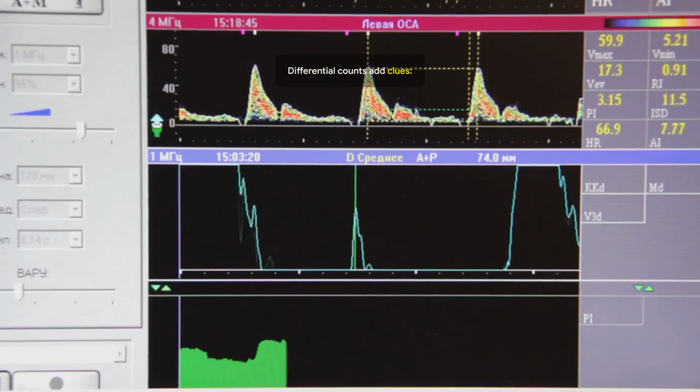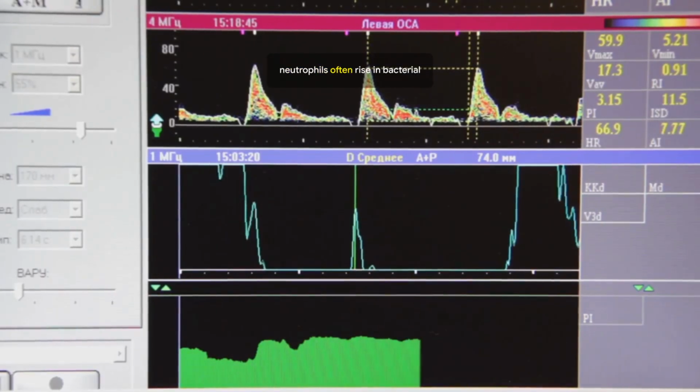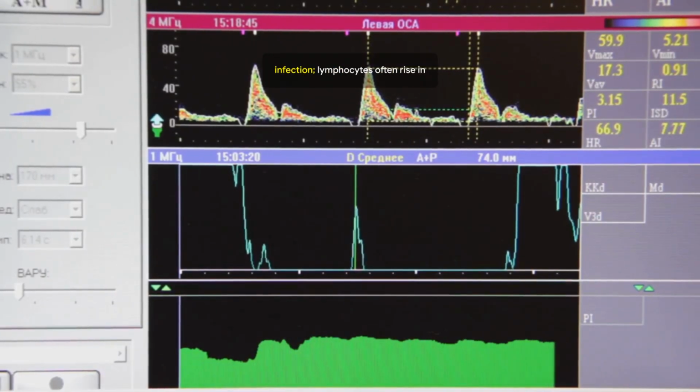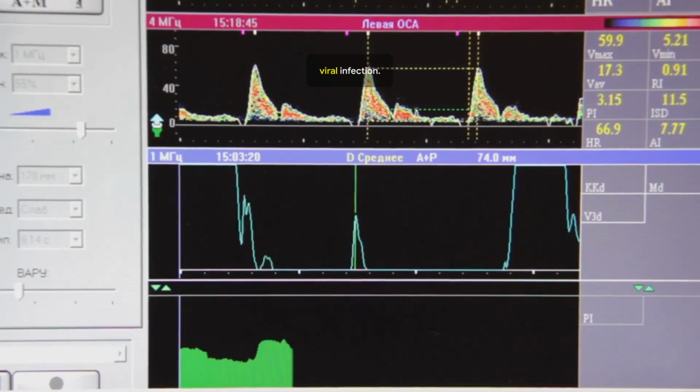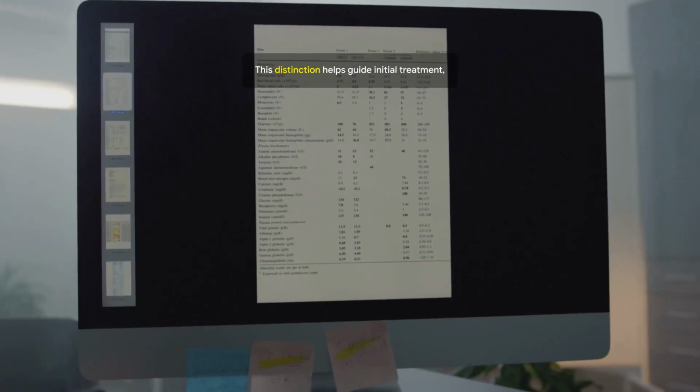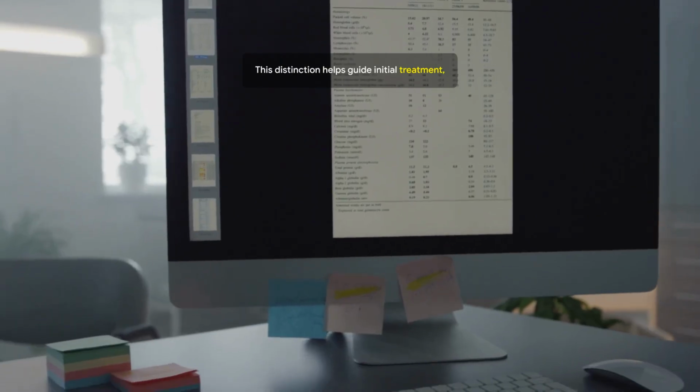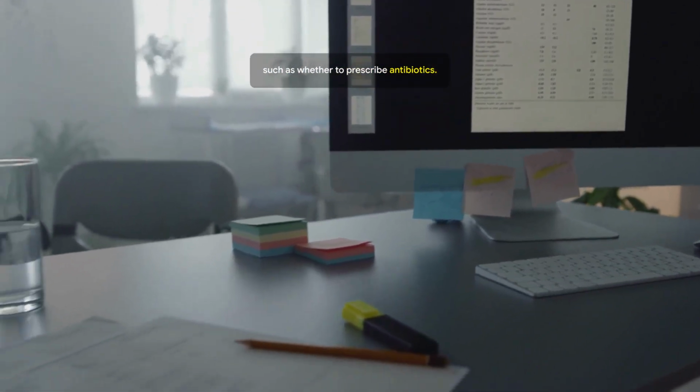Differential counts add clues. Neutrophils often rise in bacterial infection. Lymphocytes often rise in viral infection. This distinction helps guide initial treatment, such as whether to prescribe antibiotics.